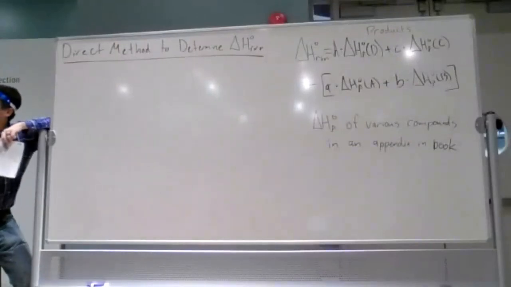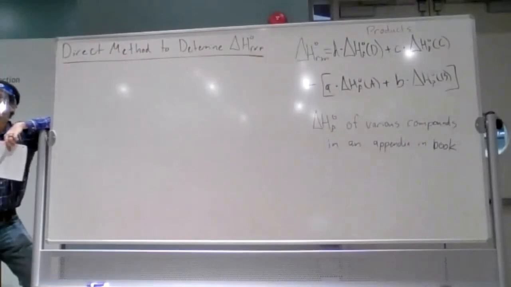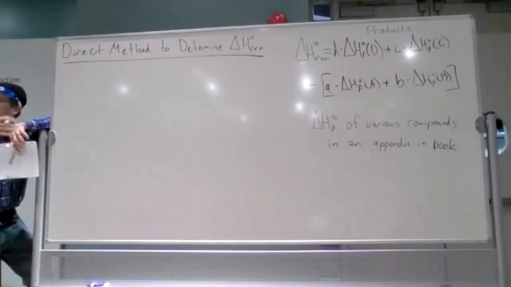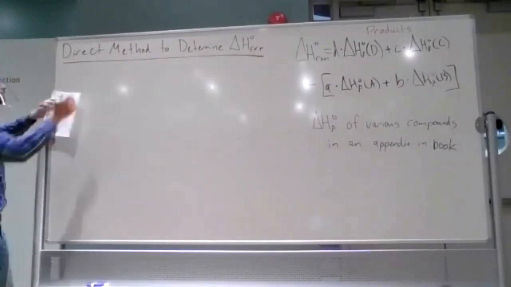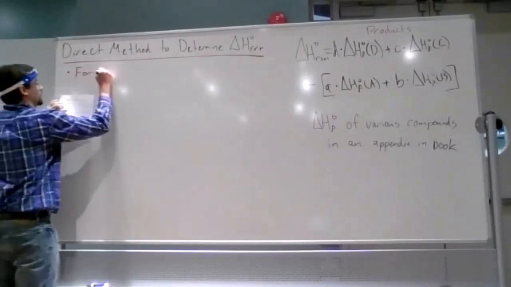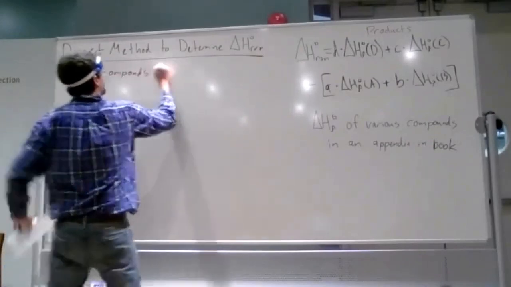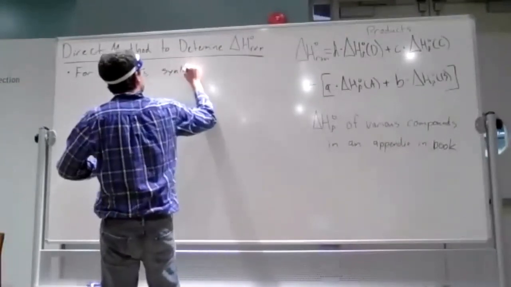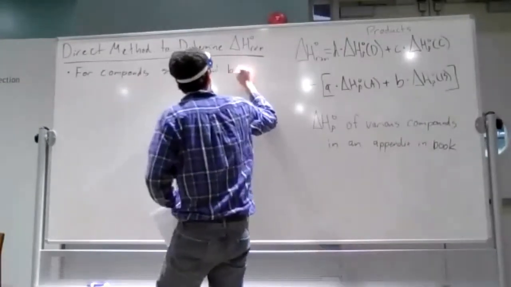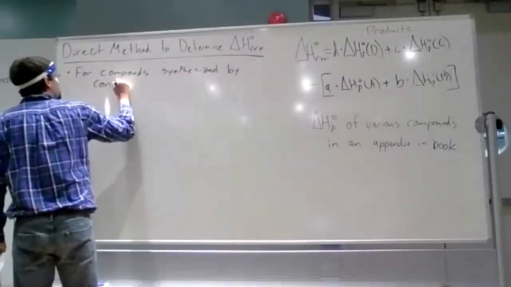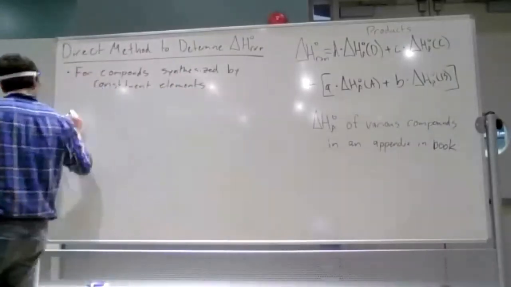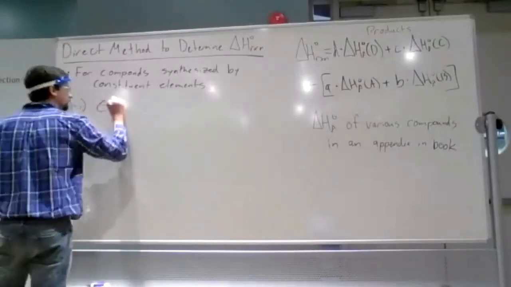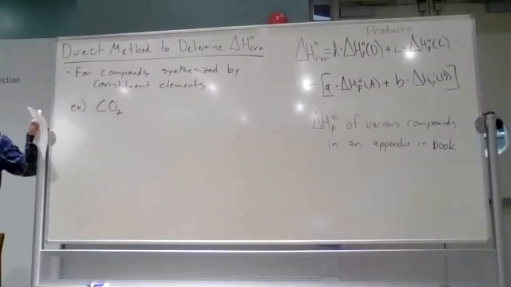In this one, what you do is you measure the heat exchange for a reaction. You're making a substance, and the reactants are the constituent elements, the elements that make up that compound. So, compounds synthesized by constituent elements. As an example, carbon dioxide can be produced from the combustion of carbon with oxygen.